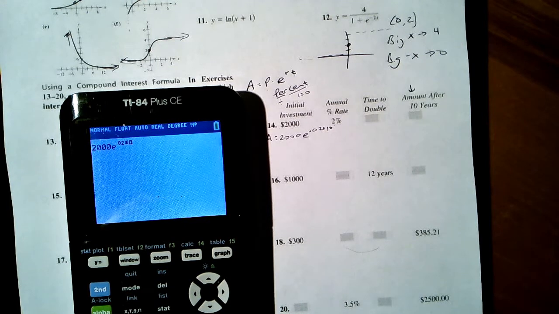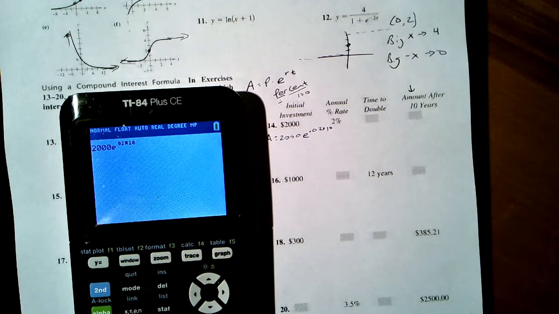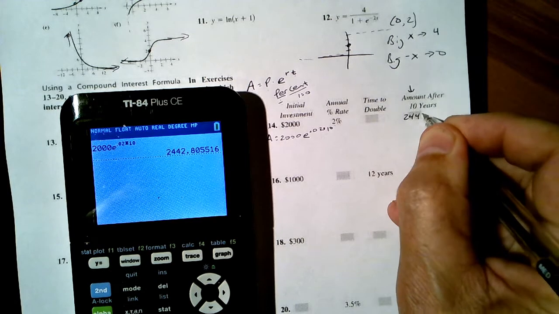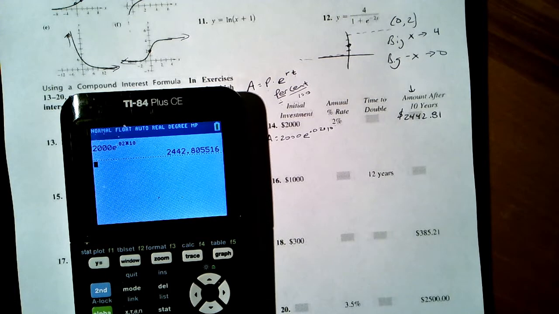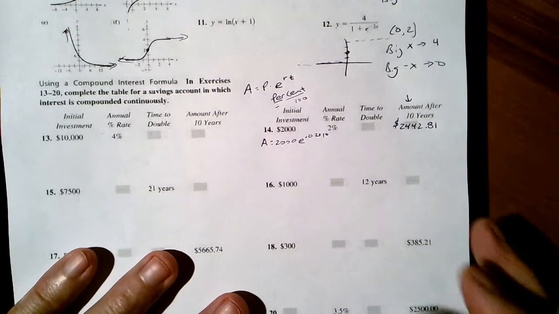0.02 times 0.02, that's a times 10. And I've got $2,442.81. Of course we want to round to the nearest penny here. All right, time to double. Now take a look at this. You're going to see that this becomes pretty easy for us.